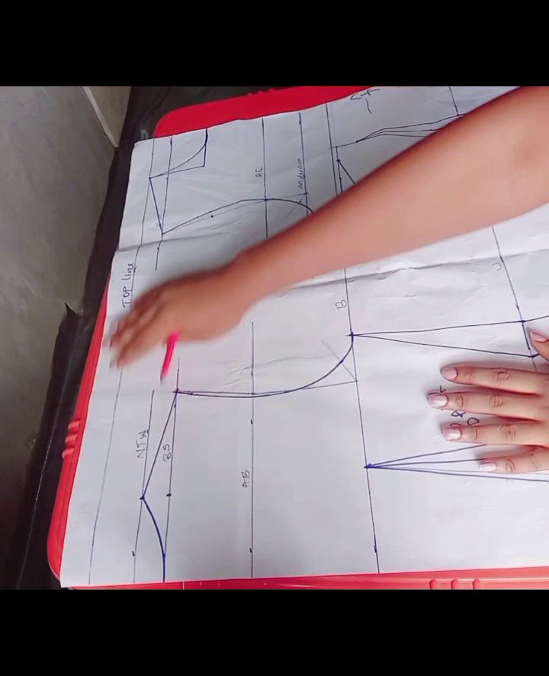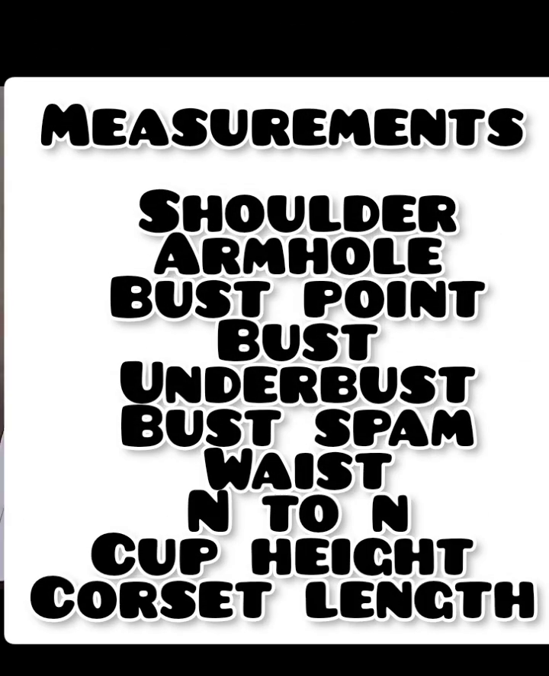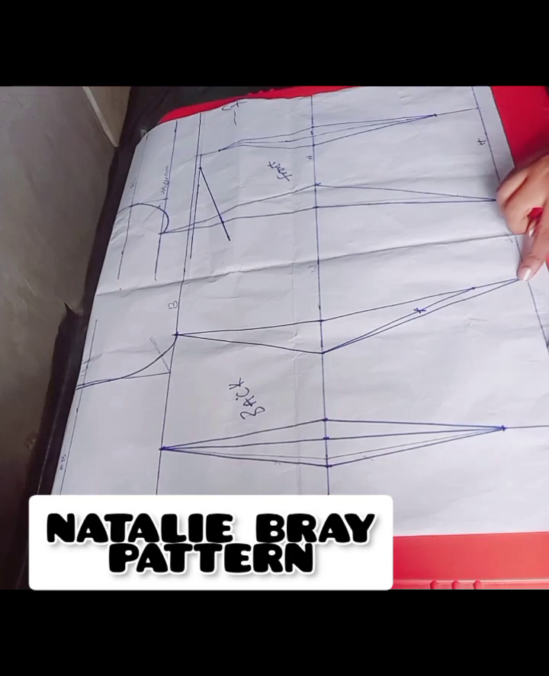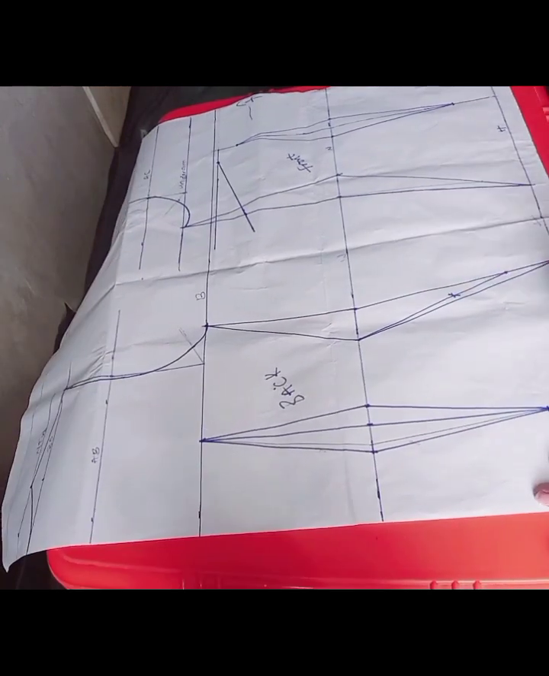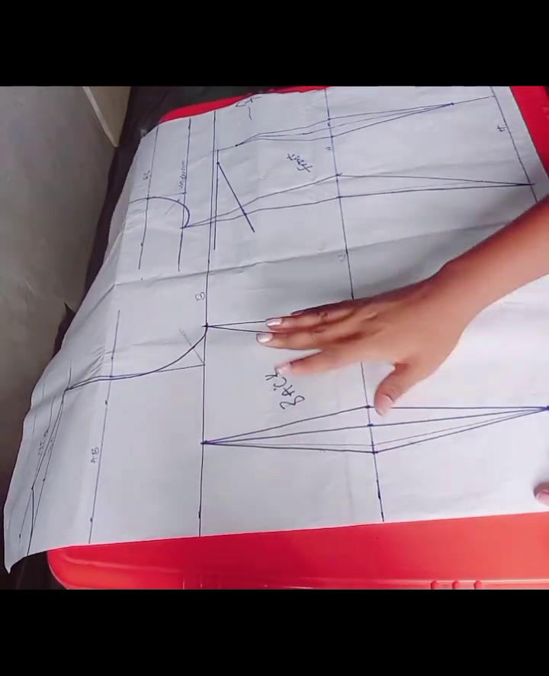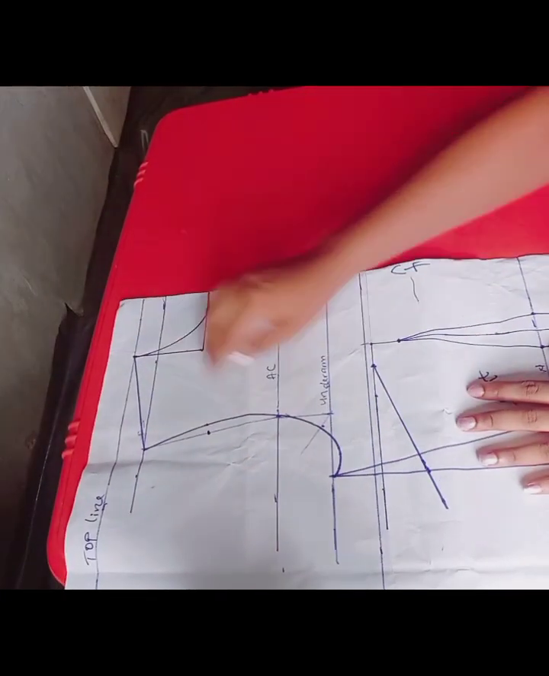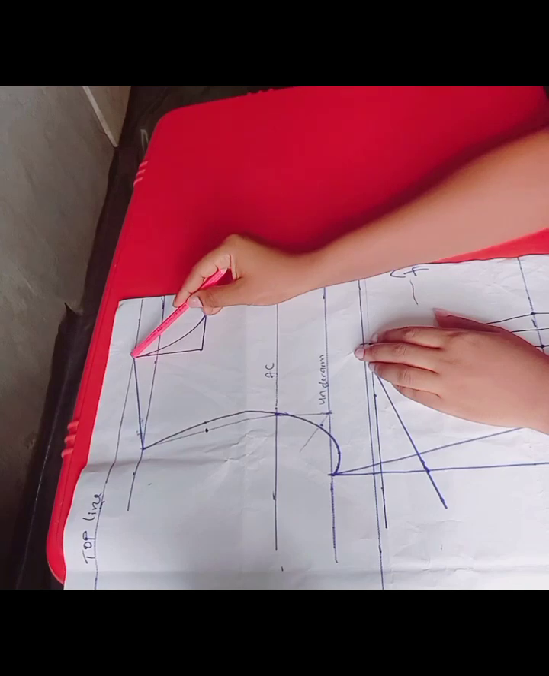So guys, the first thing I would do is to go ahead and trace out my pattern. So as you can see already, this is my Natalie Bray pattern. The only difference in this pattern here is I've transferred the shoulder dart that is on the front side to the bust side, as you can see on the pattern. So this is the back and this is the front side, and as you can see, my dart is on the bust instead of on the shoulder.